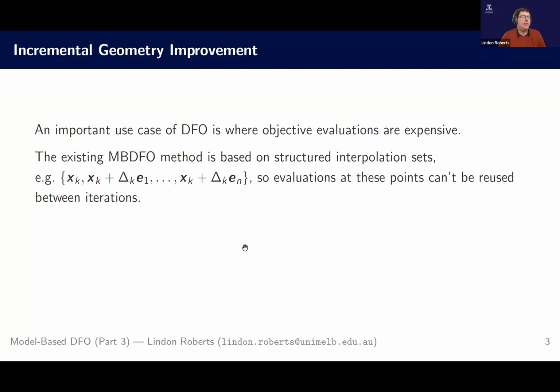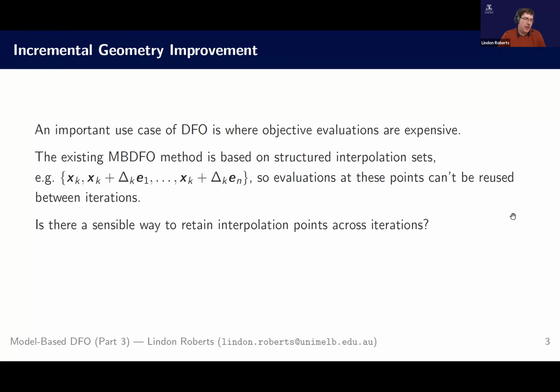What this means is that we can't really recycle any information across iterations, because at every iteration, we're either changing x_k or delta_k or both. So if we're using a set something like this, we have to throw away most, if not all, the information that we were working with previously. And in the case where objective evaluations are expensive in particular, that feels very wasteful.